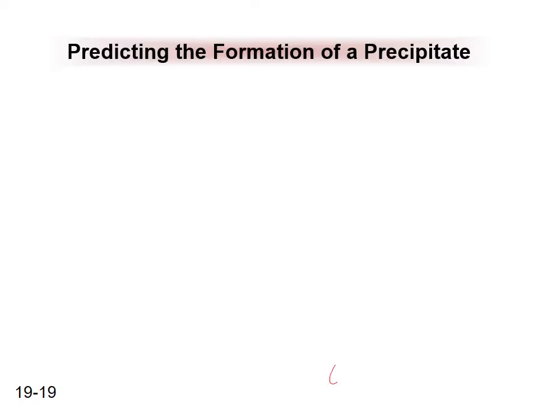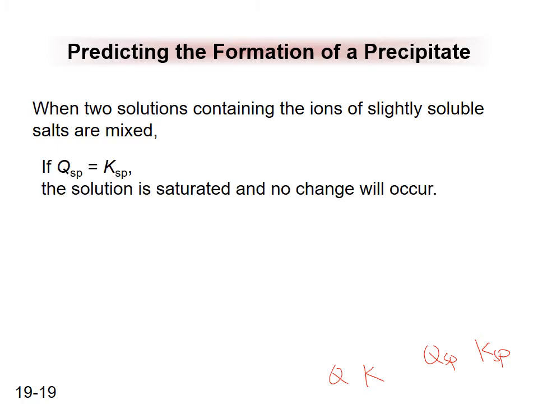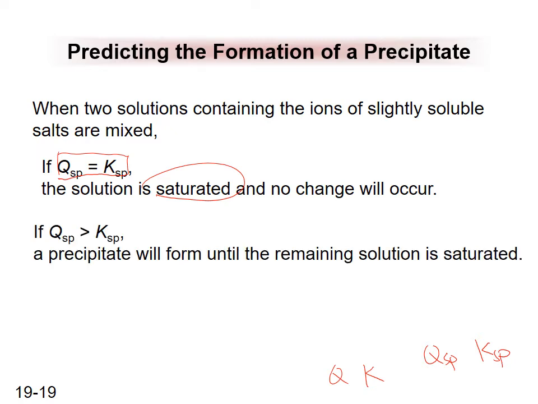Similar to reaction quotient and equilibrium constant, we can also use Qsp and Ksp to predict the formation of a precipitate. For example, when Qsp equals Ksp, that means the reaction is in equilibrium, or the solution is saturated. So the solid and the ions are in equilibrium. No change will occur.